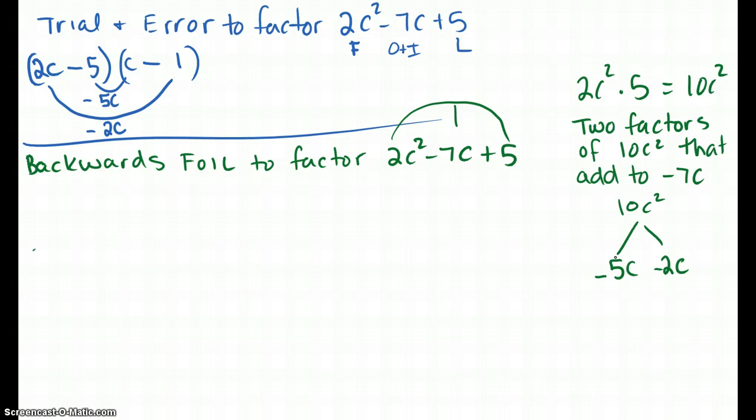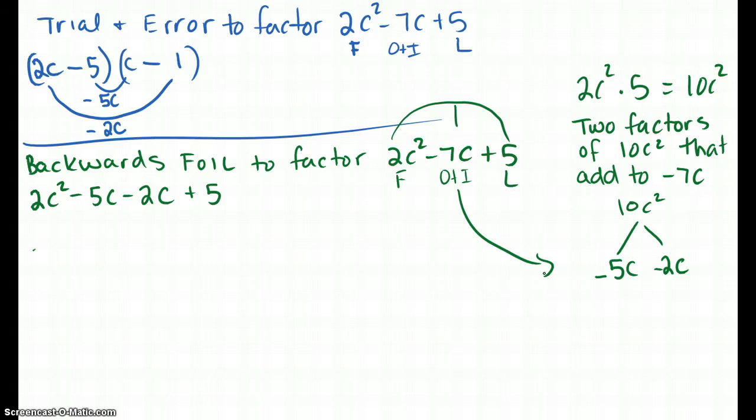Then what I'm going to do with those 2 factors is go back and rewrite my original, leave the first alone, but instead of my middle term, I'm going to write a negative 5c and a negative 2c. It doesn't matter which order you put these in. You could have written a negative 2c and a minus 5c. That would have worked just as well. In fact, I might even do that in a few minutes. By the way, I leave my 5 alone. Notice I left my first alone, and I left my last alone. This was the outer plus the inner, and I replaced it with the outer and the inner.